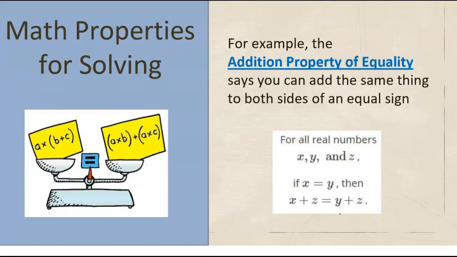So for example, we can add to both sides of an equal sign. This is called the addition property of equality. So look down here, we have x equals y. If we add z to both sides, that doesn't change the equality. These things are still equal. We know that we can add z to both sides. So x plus z will be the same thing as y plus z. Right? This is a property we've used a lot.